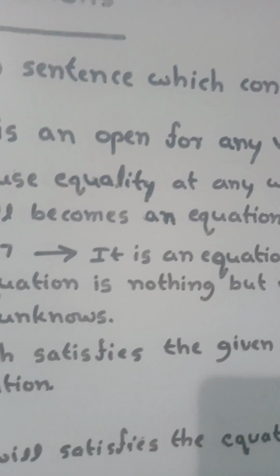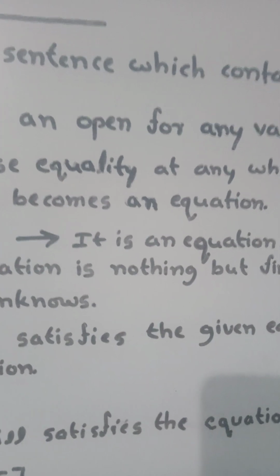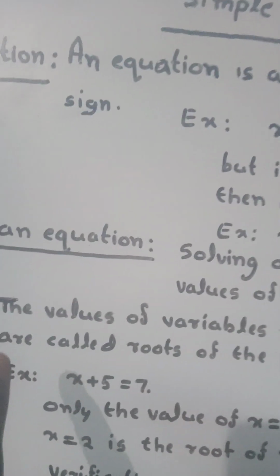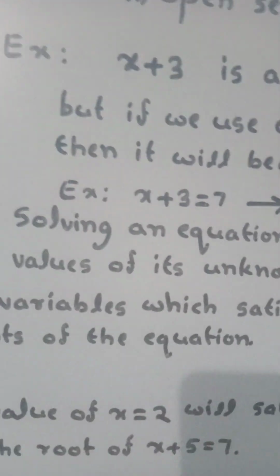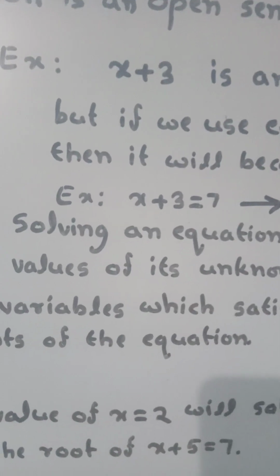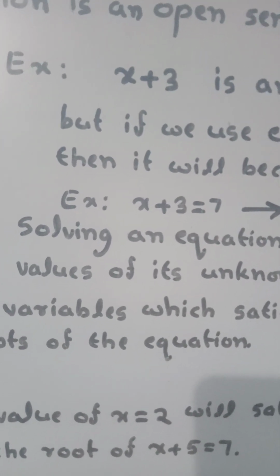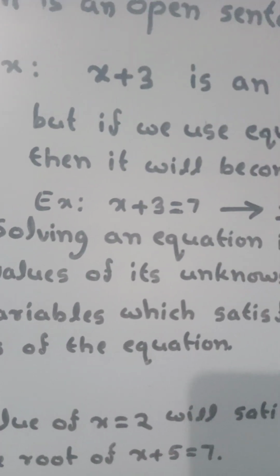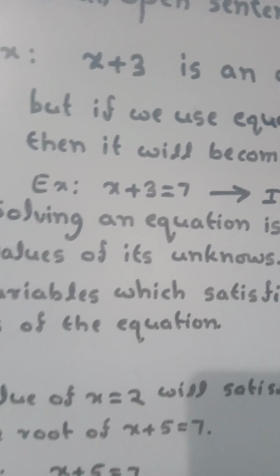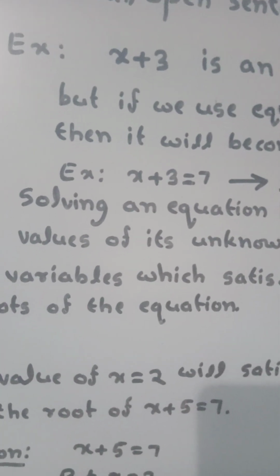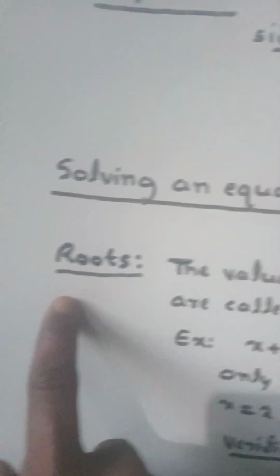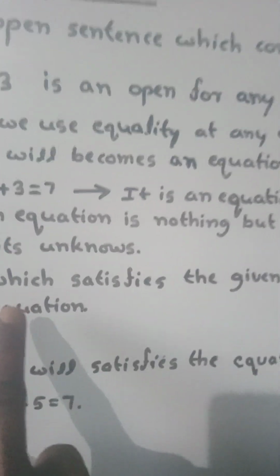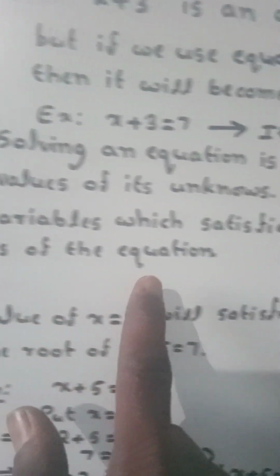Now let us know how we solve an equation. Solving the equation is nothing but finding the values of x, meaning finding the values of its unknowns. Suppose an equation is in terms of x, then if you want to solve it, we need to find the values of x only. Those values always satisfy the equation. Whatever values satisfy the equation, we call them roots. The values of the variables which satisfy the given equation are called roots of the equation.